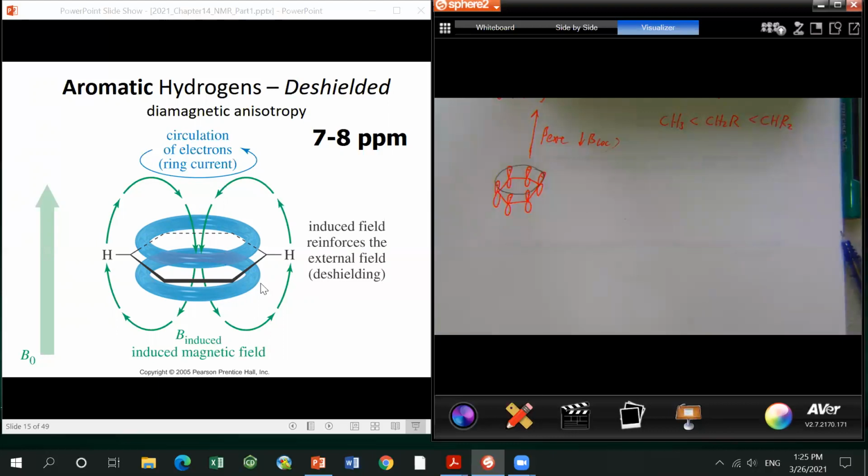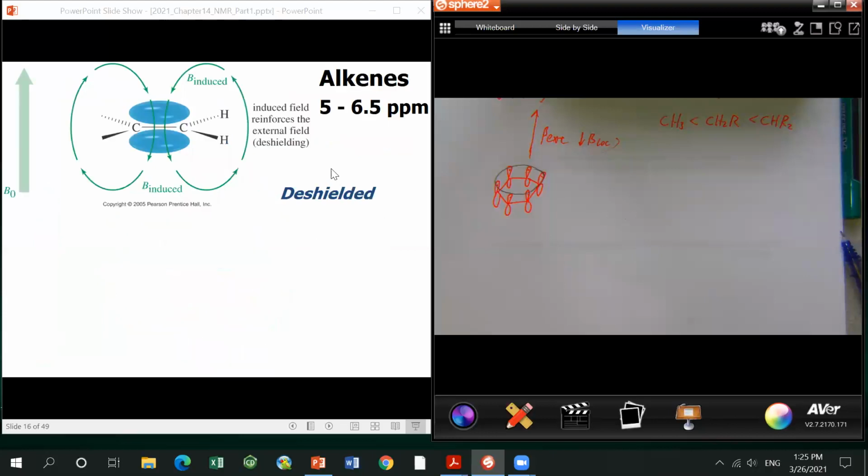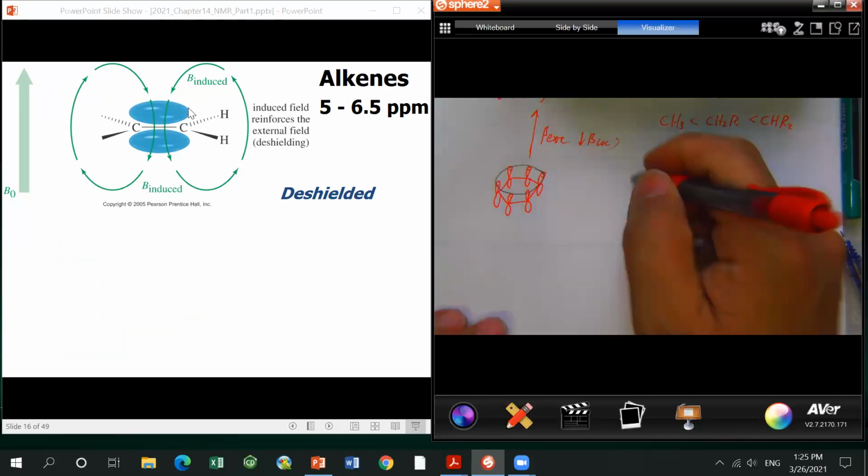Inside the benzene ring, the field is in the opposite direction from your external magnetic field, but outside, it's in the same direction as the external magnetic field. The proton on the benzene is definitely outside the ring, so it feels the reinforced magnetic field. That's a very strong deshielding effect, and that's why the proton chemical shift is quite high, 7 to 8. A similar thing happens for the alkene, which has only 2 protons.